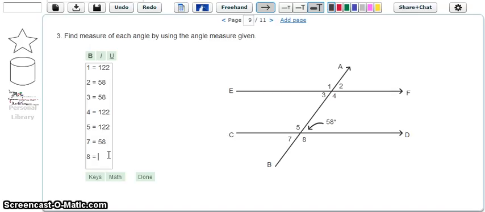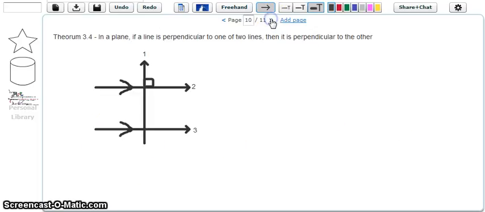Next, we have angle 8. We know that 7 and 8 are not corresponding, they're a linear pair. So to find 8, we take 180 degrees minus 7. We know that 7 is 58, and that equals 122 degrees as well. We could also use 8 and 5 as a vertical pair for vertical angles. Figure that one out.